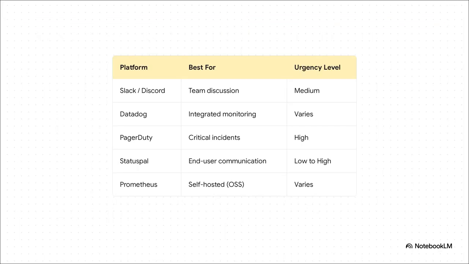Next up, you need to pick your channels. A medium priority alert? Yeah, that could go to a team Slack channel for discussion. But a critical, the system is on fire alert, that absolutely needs to go to something like PagerDuty to wake someone up. And if the problem impacts your end users, a tool like StatusPal is perfect for public communication. The tool should always match the urgency.